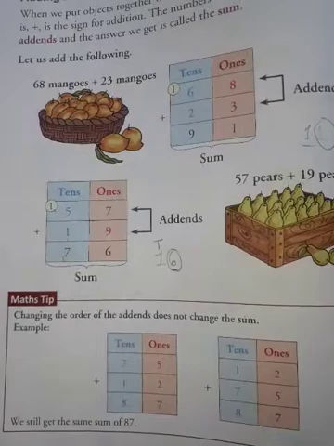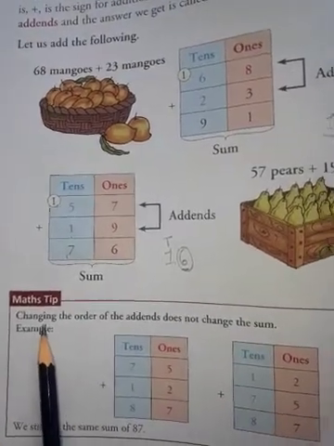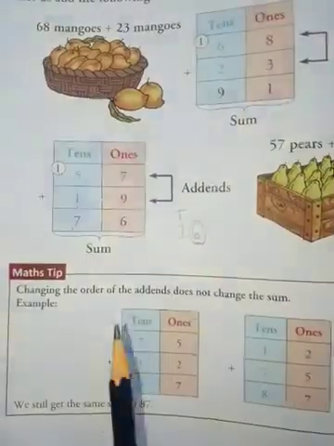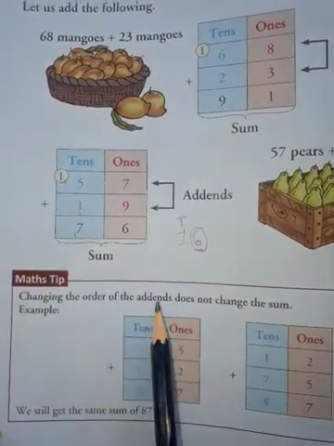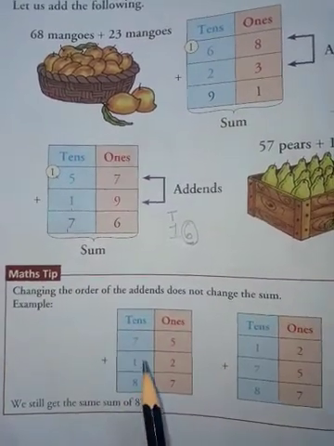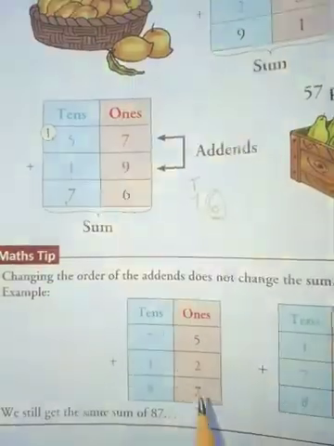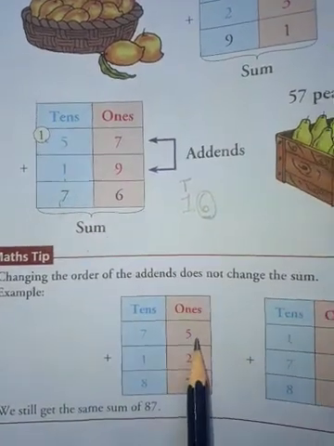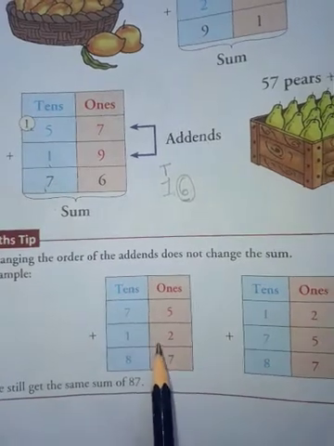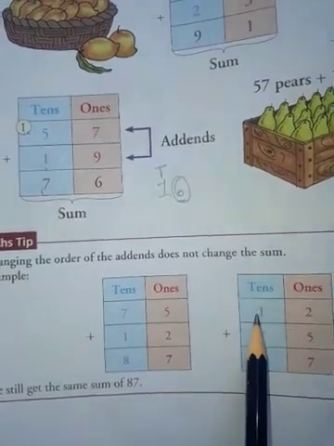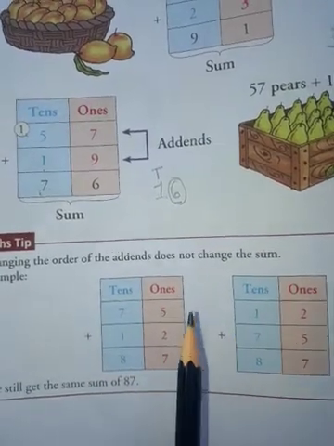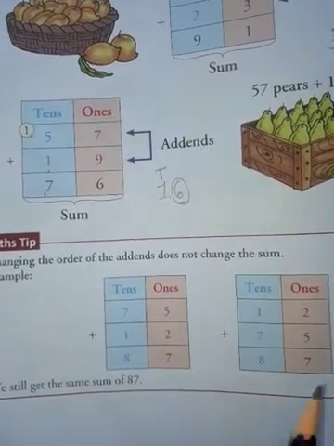Okay. Math step. Changing the order of the addends does not change the sum. Changing the order of the addends does not change the sum. If we write 75 first and then 12, and if we write 12 first and 75 second, there is no change in the sum.